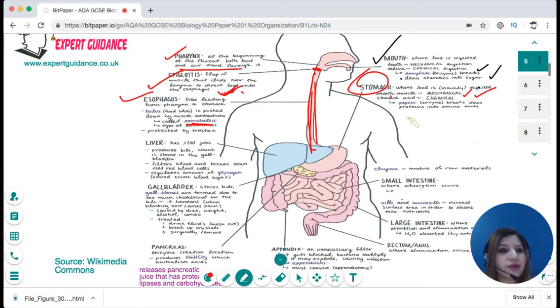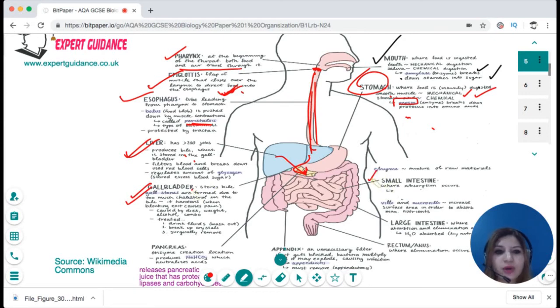The hydrochloric acid is released, and an enzyme called pepsin is released that digests proteins into amino acids. Then the food goes into the small intestine. There, the liver makes the bile, which is stored in the gallbladder. The secretion of the bile comes into the food and neutralizes it, and the gallbladder releases bile, which is stored in the gallbladder.